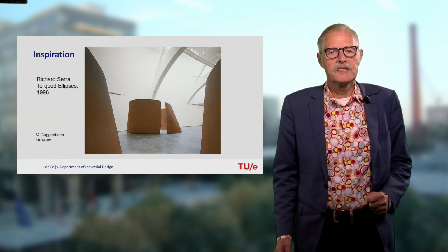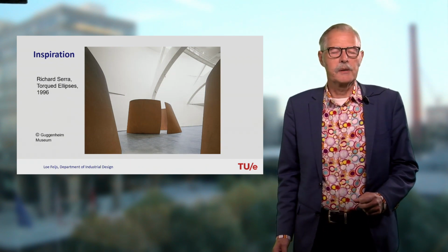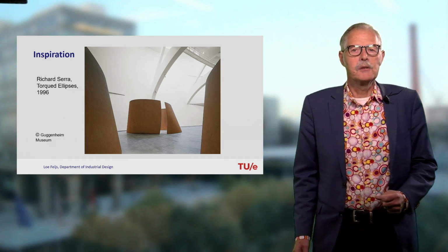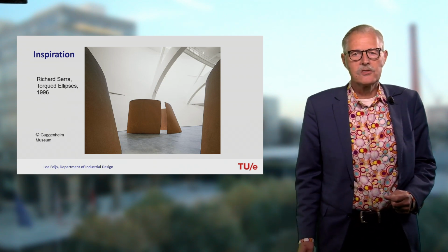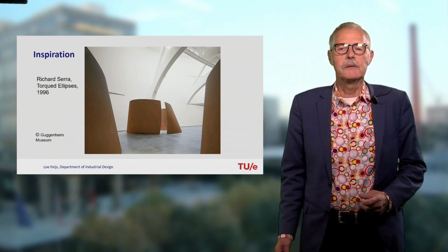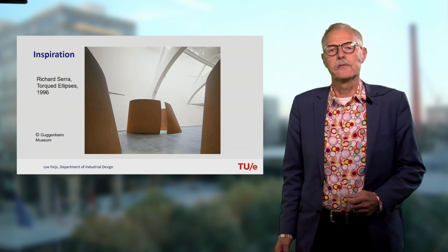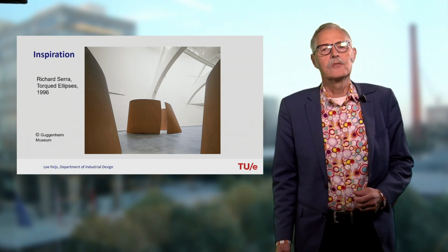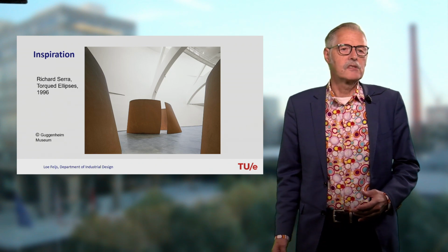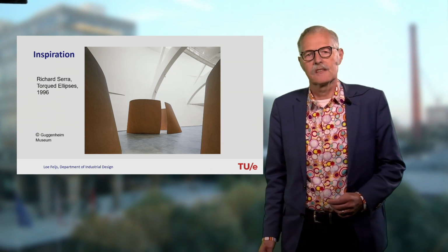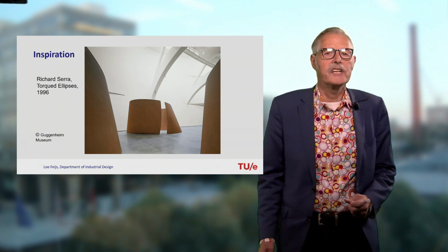Here you see a more recent artwork. If you happen to be in Bilbao, in Basque Country, in the Guggenheim Museum, you can see these huge installations which are called torqued ellipses. It's a three-dimensional thing. The floor line of this object is an ellipse. The top is also an ellipse, but the two ellipses have the longitudinal axis not aligned, which makes it a very interesting object.